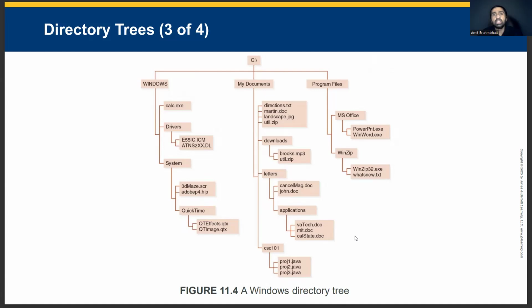Here is an illustration of a Windows directory tree. It visually represents folders and their nested structure. Directory trees allow users to see file organization at a glance and navigate the system intuitively.